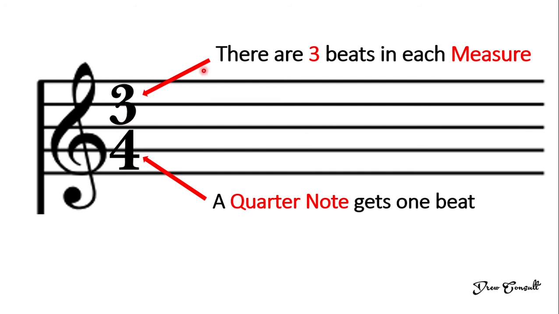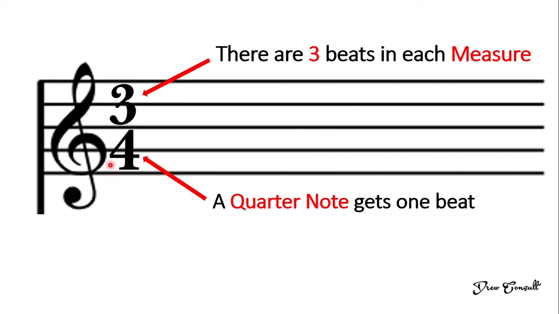This shows that there are 3 beats in each measure. When I say 3 beats, 1, 2, 3, 1, 2, 3, 1, 2, 3, that is the beats. You can mostly hear the 3 on 4 in marches. Most march songs have 3 on 4 time signatures. That is the beats for 3 on 4 time signature.